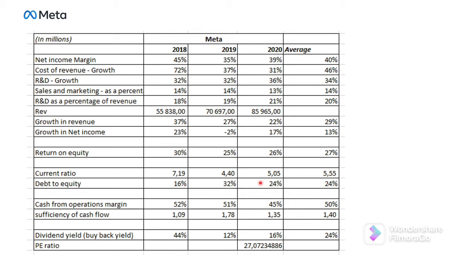A normal ratio would normally be 1 to 1, meaning 100% for each. So basically $1 of debt for $1 of your net worth. Facebook holds 24 cents of debt relative to $1 of its net worth. So it's very good. This is very, very good.